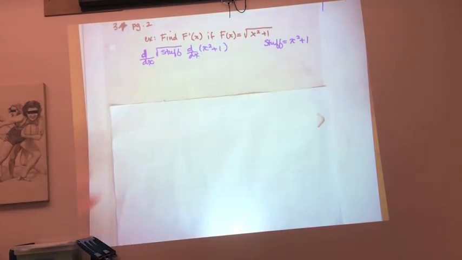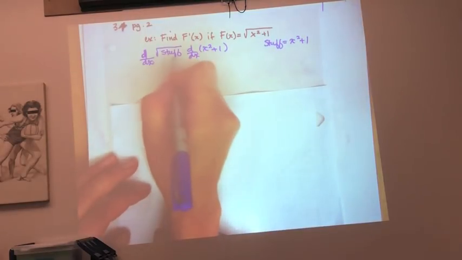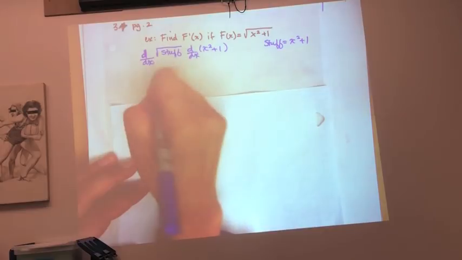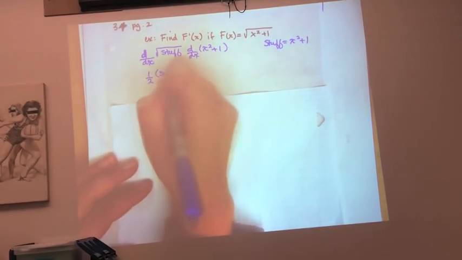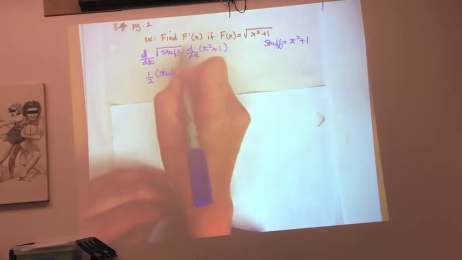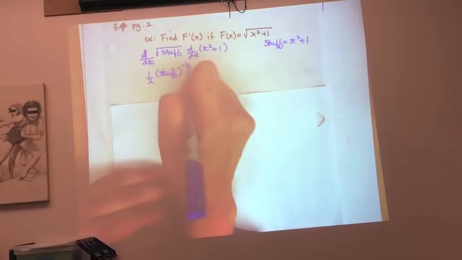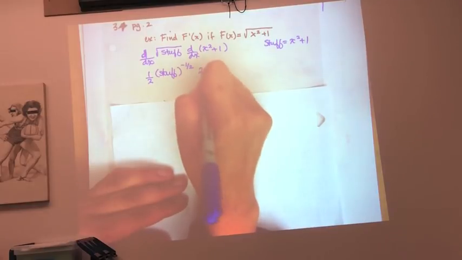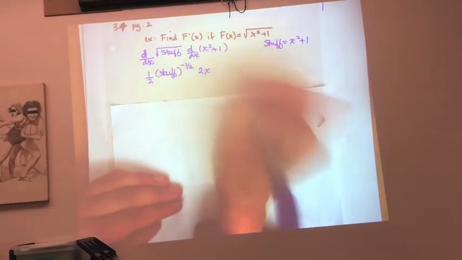So the outer is basically stuff to the 1/2 power. I'm going to move the 1/2 power to the front, and then subtract 1. Oops, I can't spell stuff. I'm going to subtract 1 from the 1/2, which gives me negative 1/2. Now I'm going to derive my inside stuff. The derivative of x squared is 2x, and the derivative of 1 is 0.